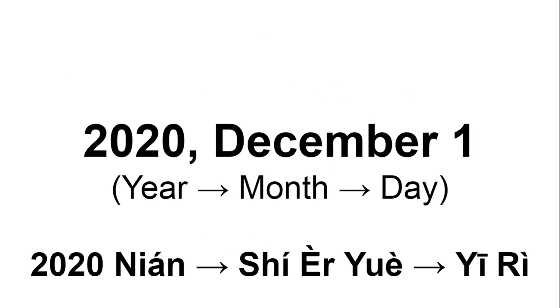十二月. And lastly, day 1 becomes 1 then day or 一日. So, with rule number 1, our example becomes 2020 December 1, and applying rule number 2, that becomes 2020 年 or year, 十二月 or month, 一日 for the day.